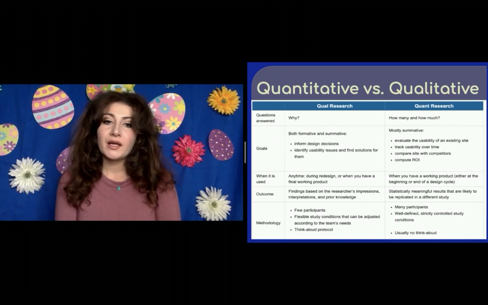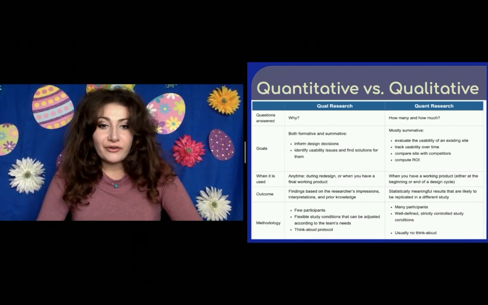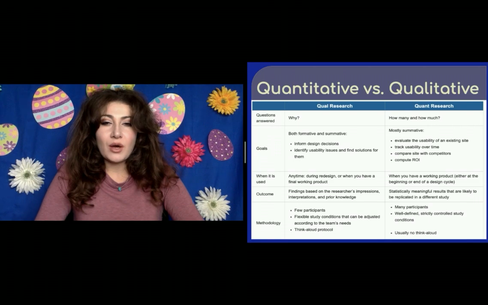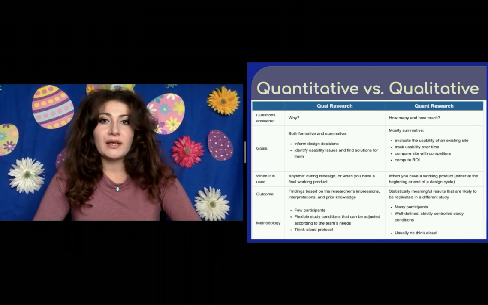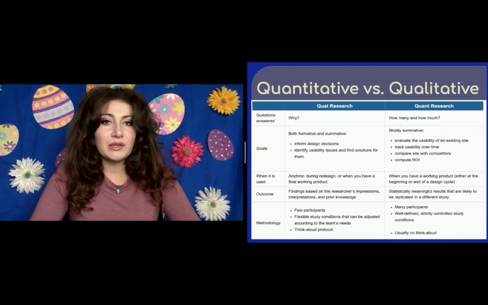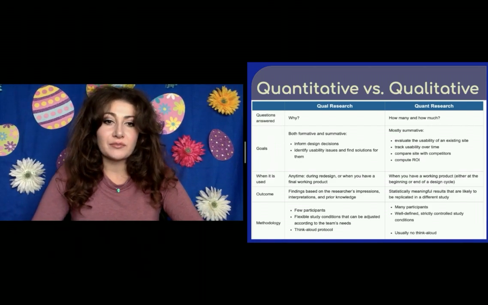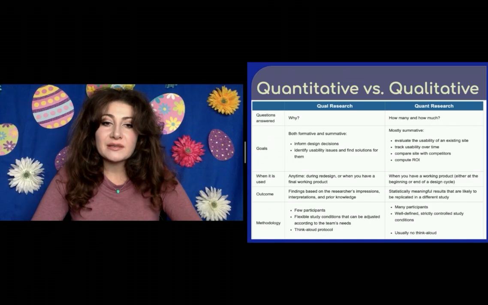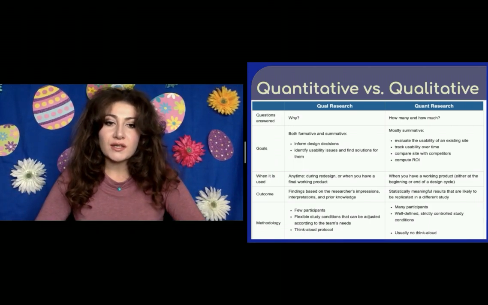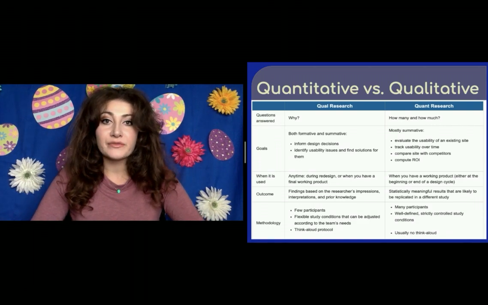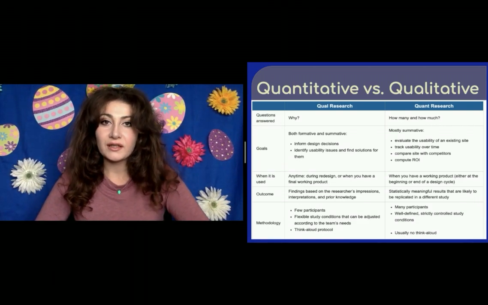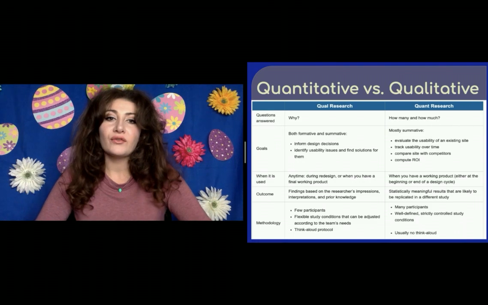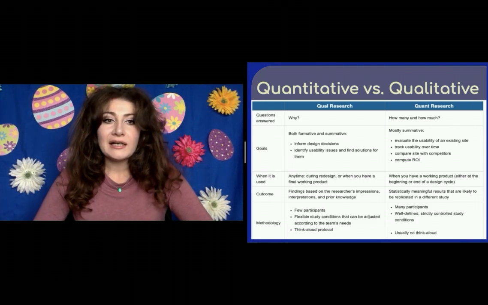If we talk about how the methodologies differ, if we think about qualitative research, we know, again, that qualitative research typically involves about 5 to 7 participants. The study conditions tend to be flexible and are usually adjusted to your particular team's or stakeholders' needs. A think aloud protocol is definitely a very common type of qualitative method.